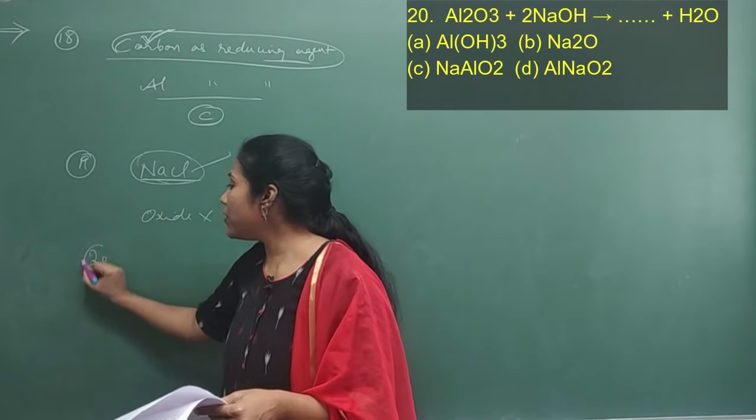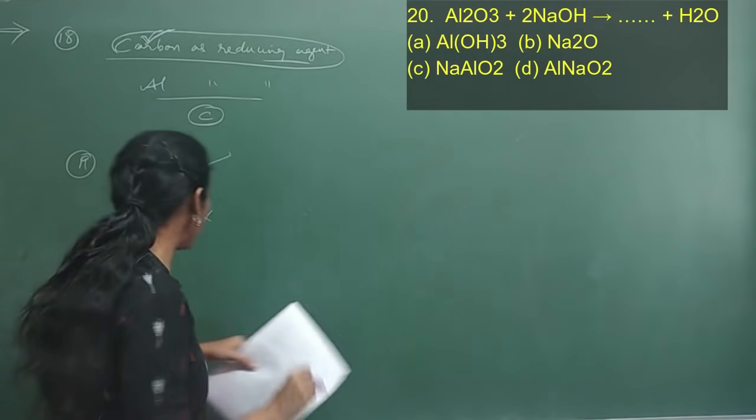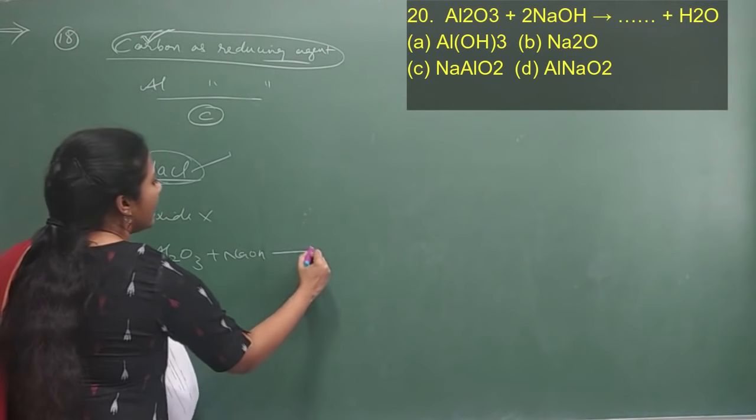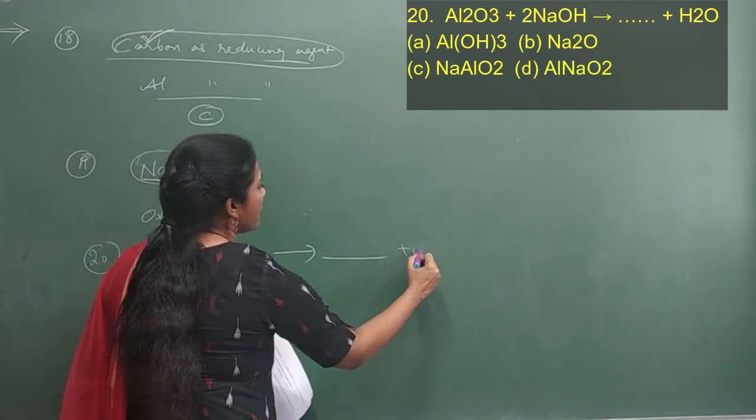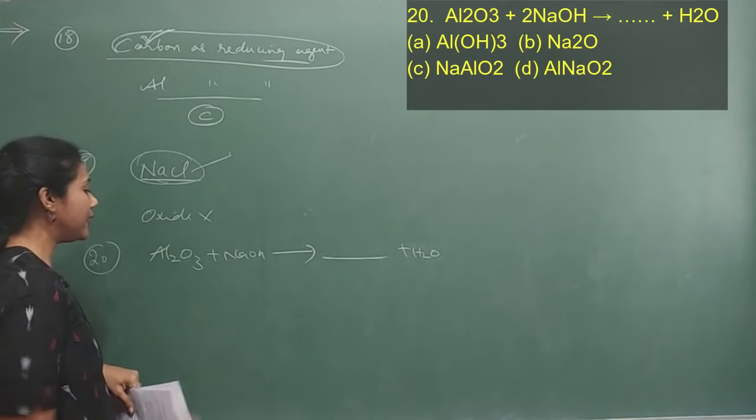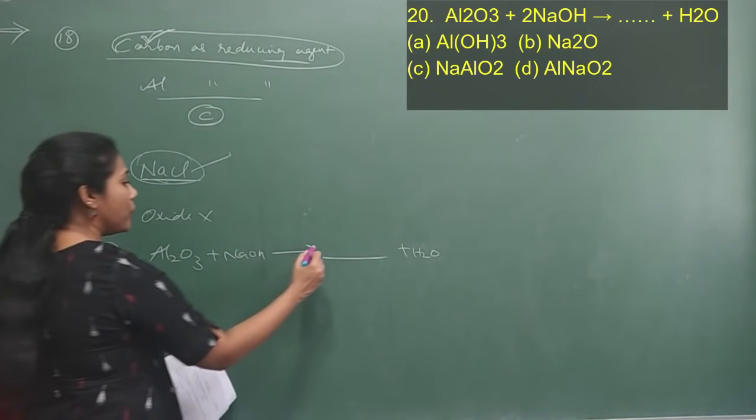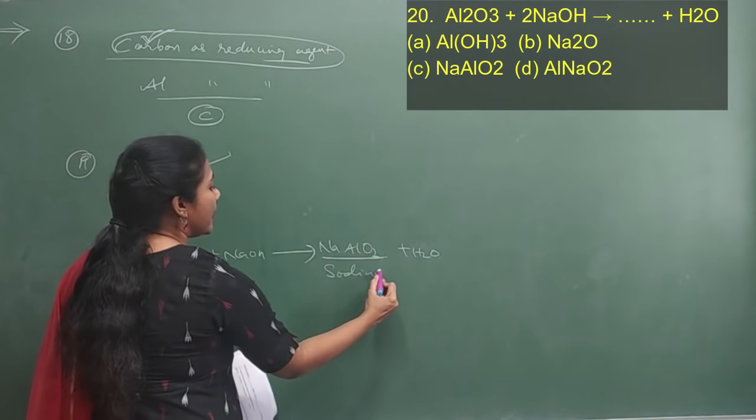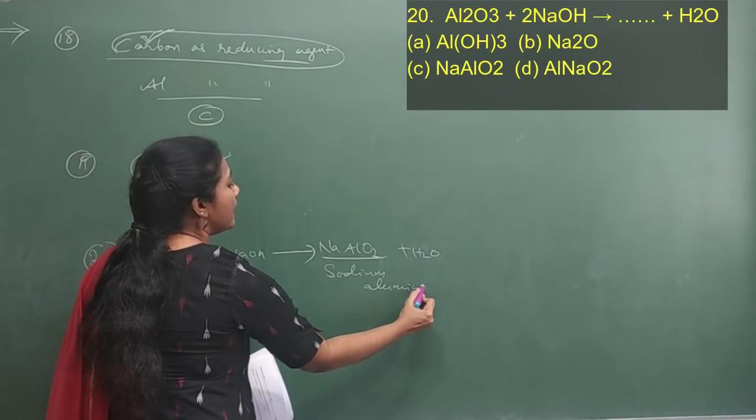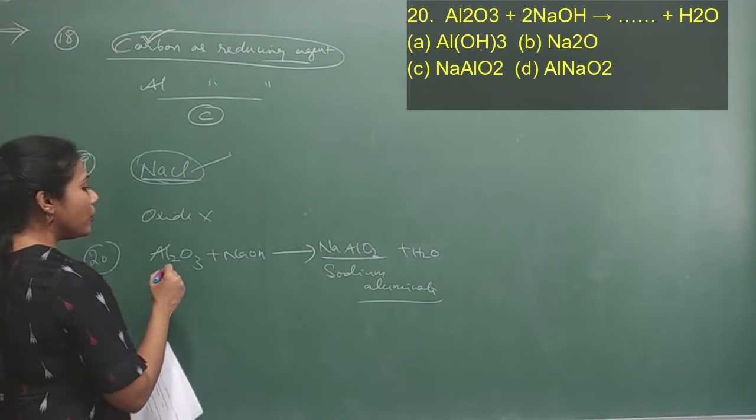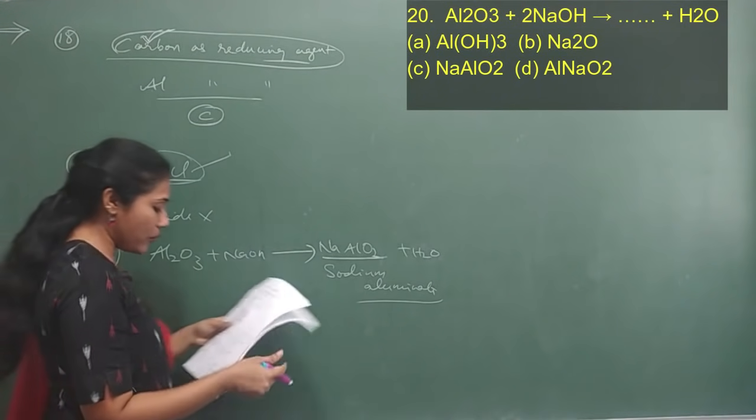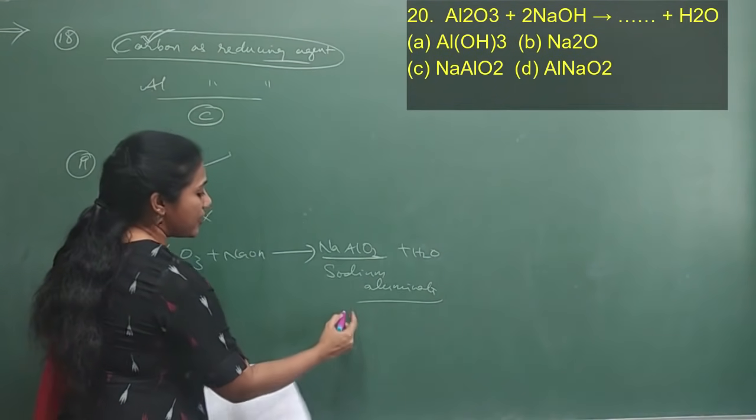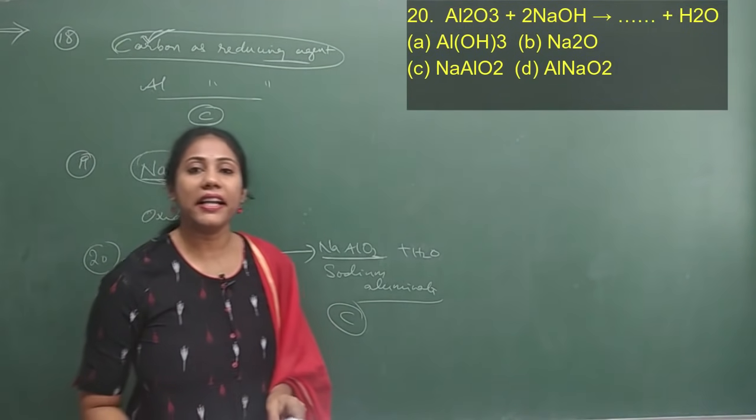Coming to the 20th question, a very simple one. Al2O3, it's a reaction. Al2O3 plus NaOH gives some product, fill in the blank, plus water. You have to fill in the product you will get. So Al2O3 on reaction with NaOH gives NaAlO2, right? What is the name of this? Sodium aluminate. Right, so these are very important reactions. So now select the option. Yes, NaAlO2 is mentioned in option C. So option C is the correct answer.